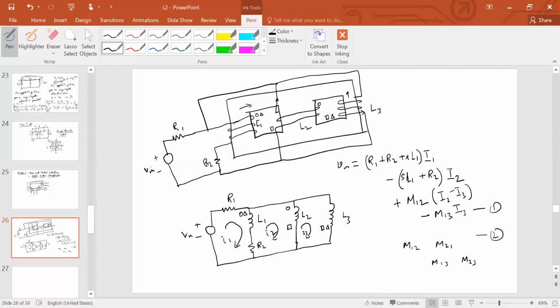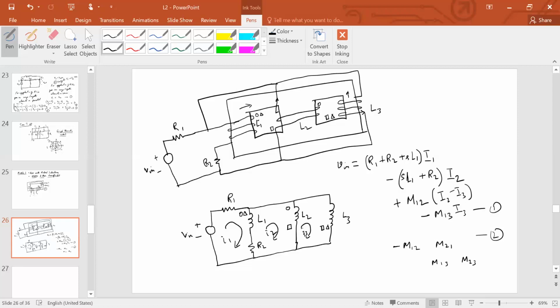If you're considering the current in this loop as I2 in this direction, the clockwise direction, then the current through L1 is I2 minus I1, which is leaving through the dot. And what about this? I2 minus I3 is entering through the round dot. So basically the coupling between L1 and L2, that is M12, should appear with a negative sign. So M12 should have a negative sign.